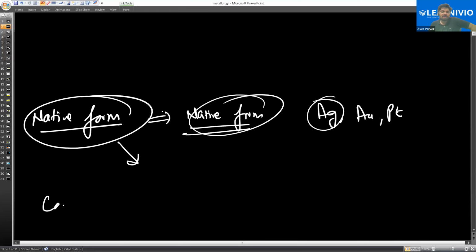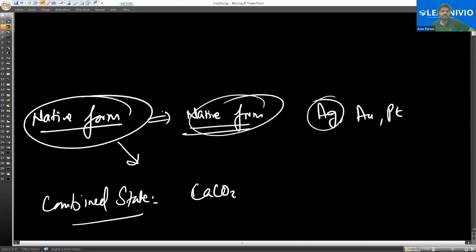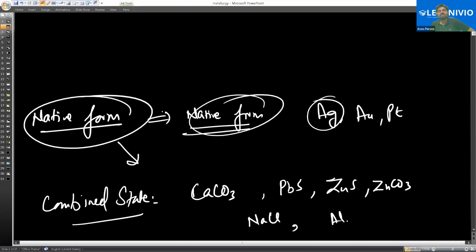The other form in which the metal exists in nature is the combined state. In the combined state, highly reactive metals exist in combined form. For example, calcium exists in nature in the form of calcium carbonate. Lead exists in the form of PbS. Zinc exists in the form of zinc sulfide and zinc carbonate. Sodium exists in the form of sodium chloride. Aluminum exists in the form of Al2O3. Iron exists in the form of FeS2 and Fe2O3.